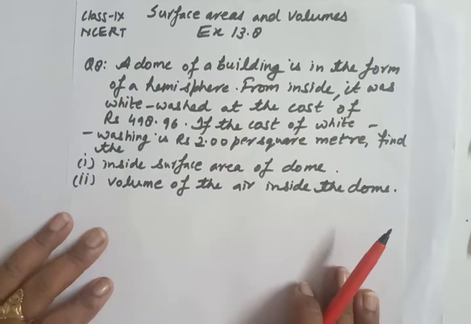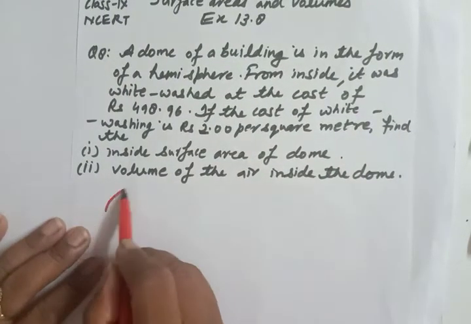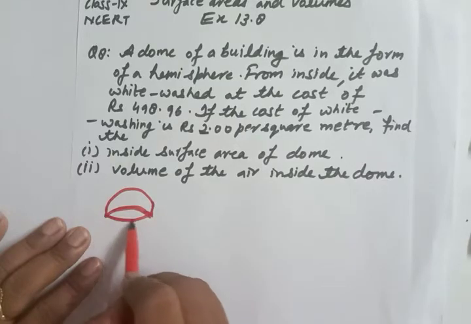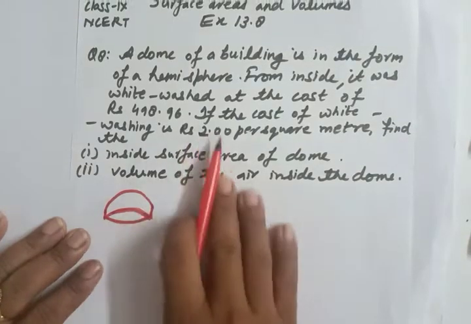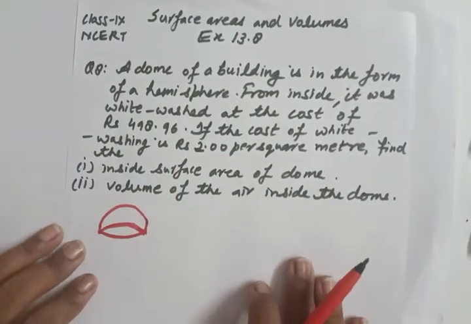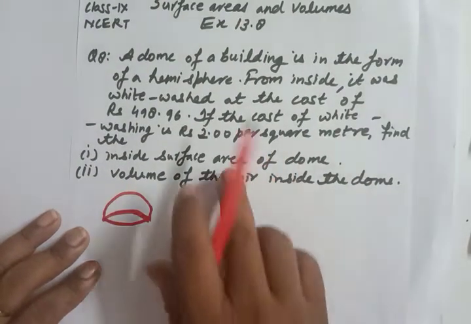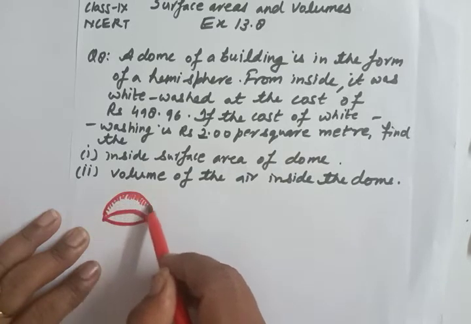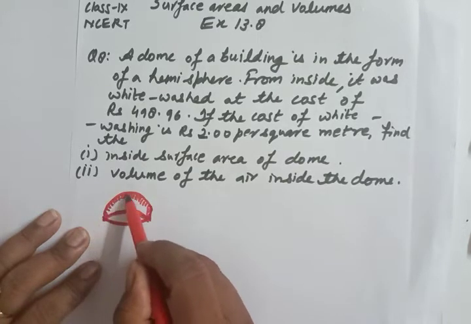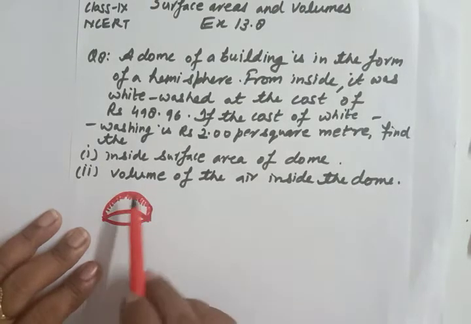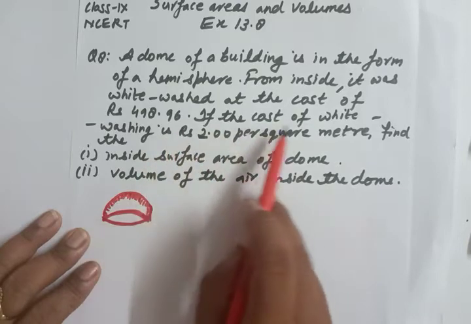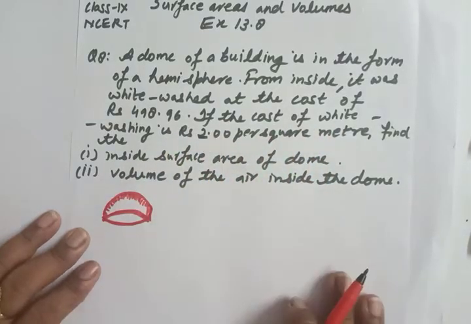So first of all, draw the shape of the dome. It will look like this. Yes, it is a hemispherical shape. A dome is a building in the form of a hemisphere. Now from inside it has to be whitewashed. Only this curved surface area is taken at the cost of rupees 498.96, if the cost of the whitewashing is rupees 2 per square meter.